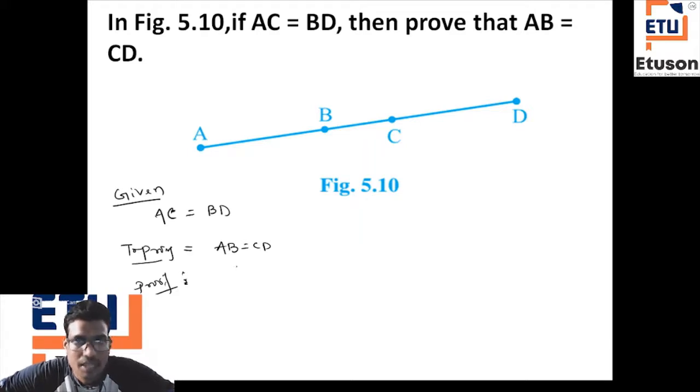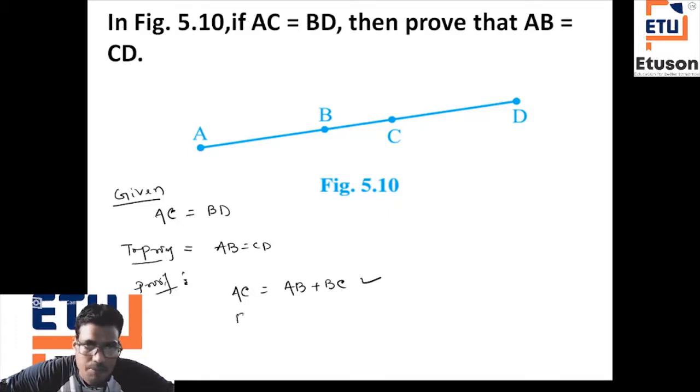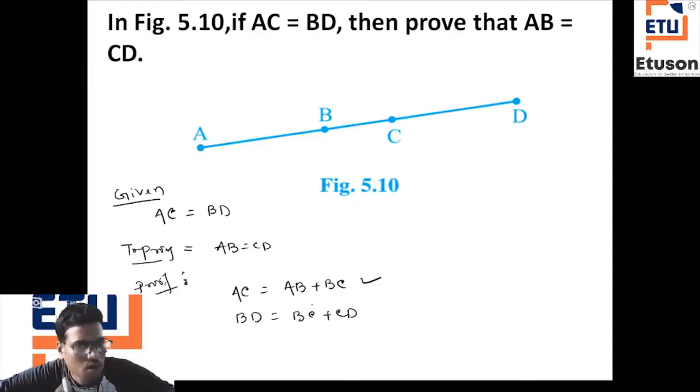It is given that AC is equal to BD. That means, and you know that AC is nothing else but AB plus BC. Am I right or wrong? Again, BD is equal to BC plus CD. We can directly solve that one, or else what will we do? Okay, let me tell you what we will do.